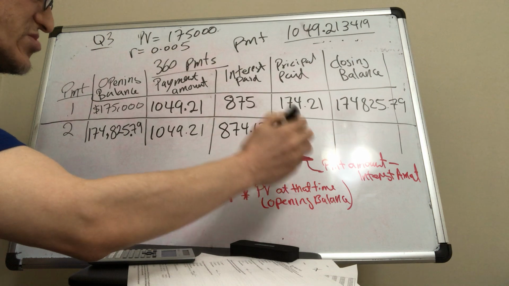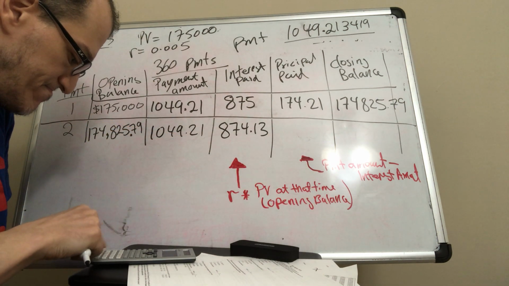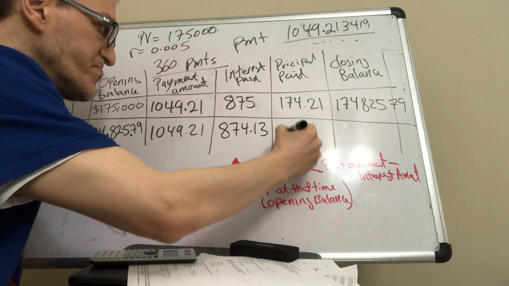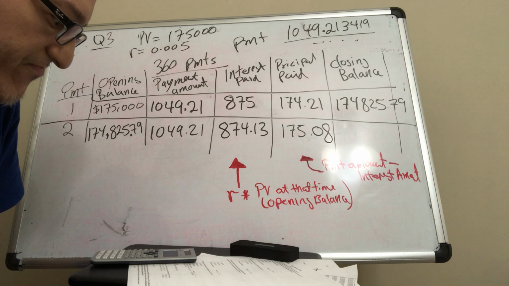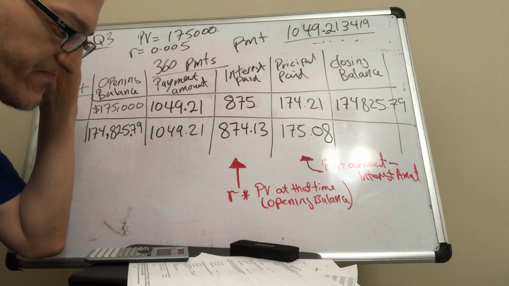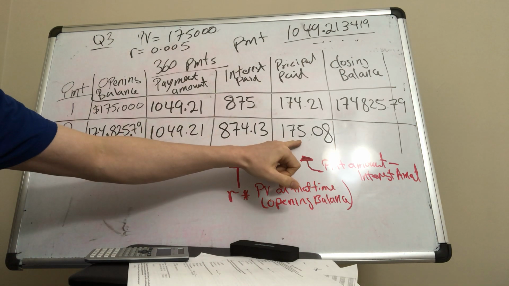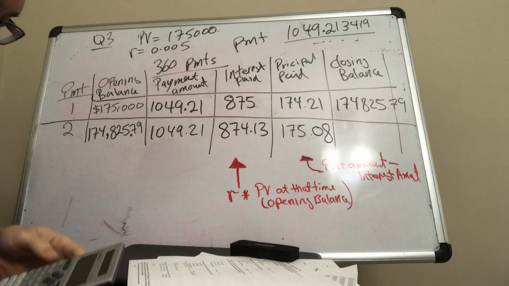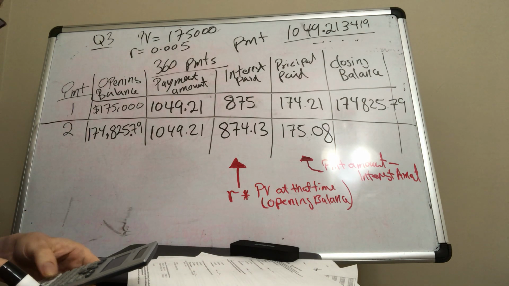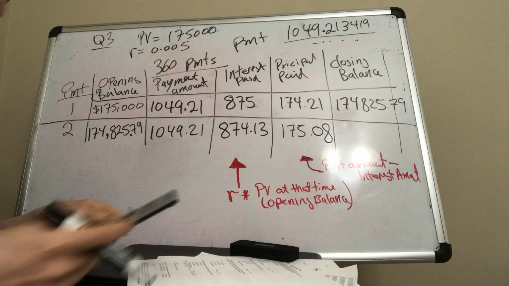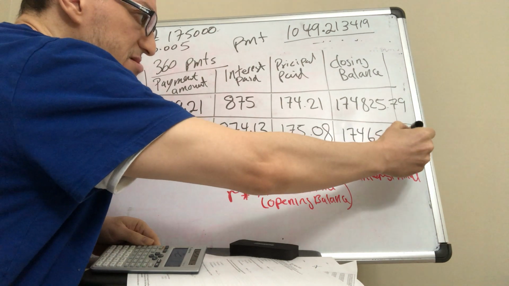To pay back principal, we always say it's payment amount minus interest. Payment minus interest is 175.08. And the closing balance would be whatever the opening minus whatever your principal paid is. So you start with this, you pay back 175, and the closing is $174,650.71.